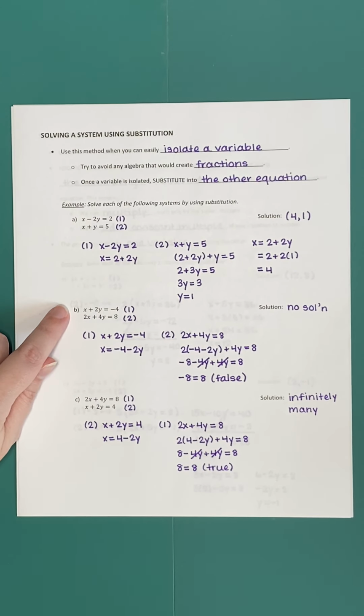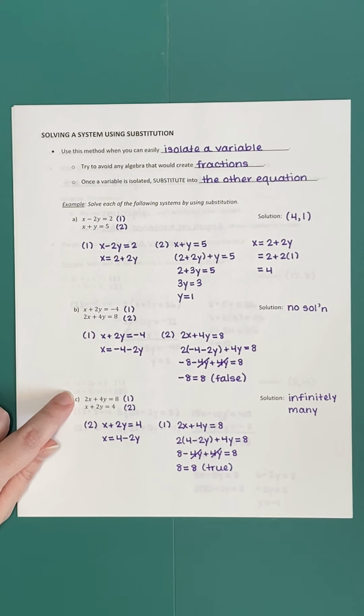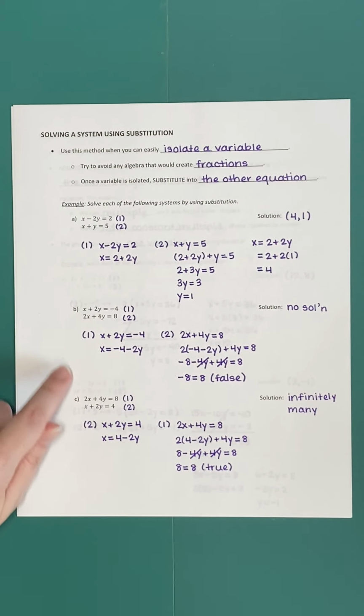The second one was no solution. And then the third one, we had infinitely many solutions. How would you identify these last 2 special cases algebraically? Well, we'll talk about that as well.